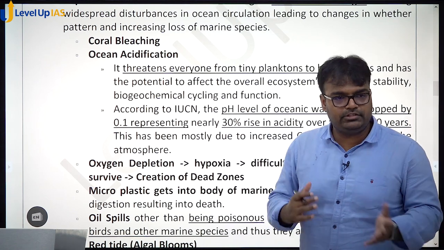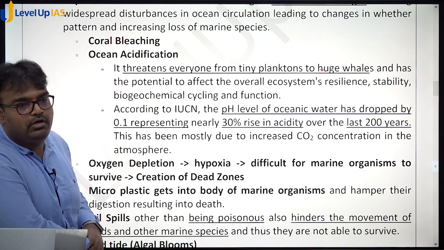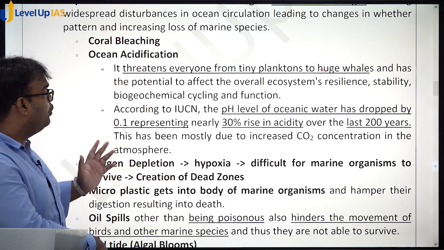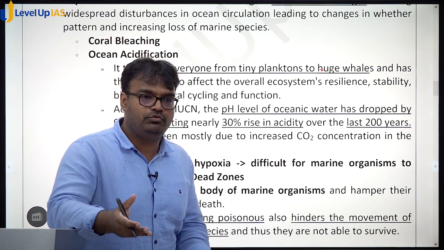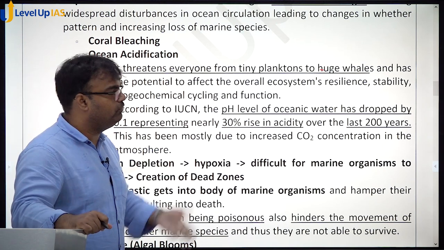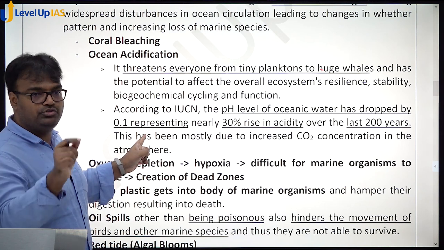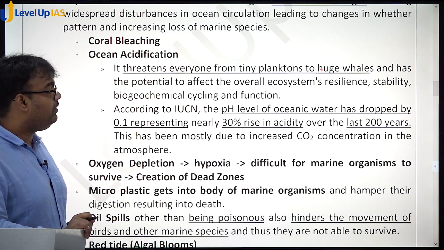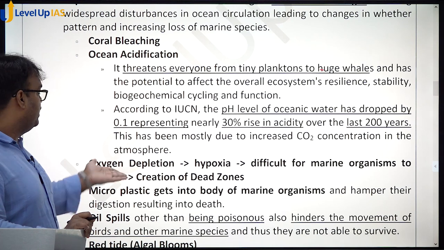Ocean acidification, I have explained. Acidification may take place because of pollutants like sulfur dioxide, acid rain and all. But acidification would also take place because of more CO2 being in the atmosphere, so more carbonic acid would be produced. Various studies have shown that the pH level of ocean water has dropped by 0.1. It represents around 30% rise in acidity. And it is expected that this will further deteriorate in coming time.